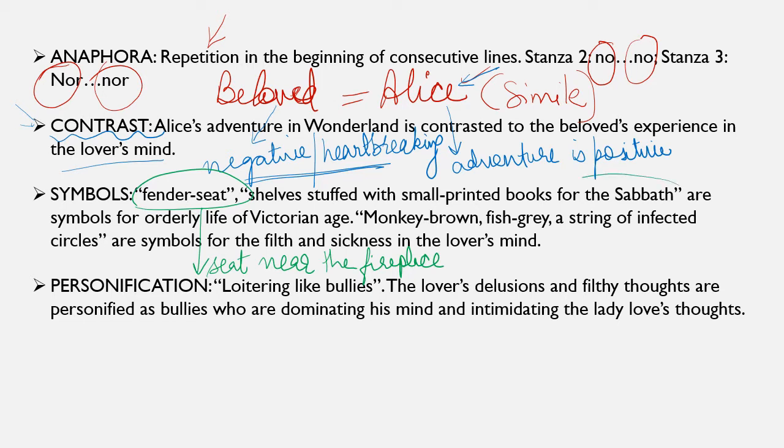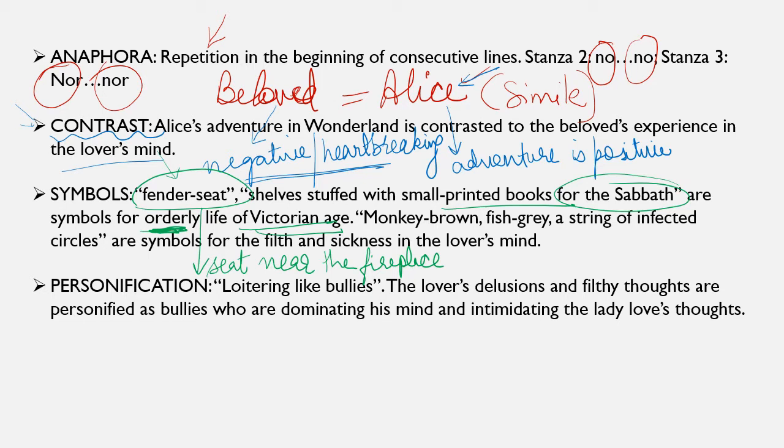of the Victorian age. Sabbath means a holiday, like Sunday. So on Sunday people used to really relax and read books. This was the kind of life people in the Victorian age used to live. They used to live a very orderly, well-organized life, sitting near the fireplace, relaxing, and reading books on Sunday. So it was a kind of orderly life. So these two things, these books and this seat, become symbols of that life.